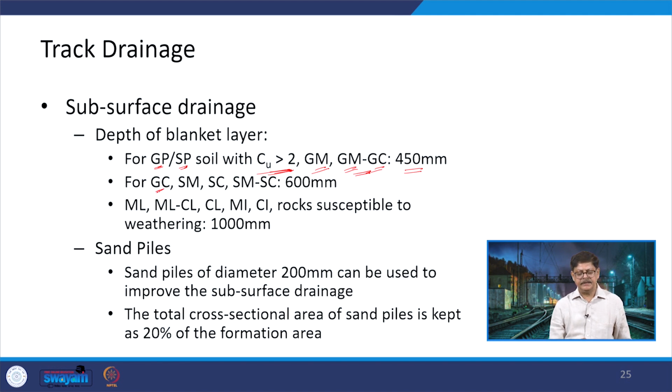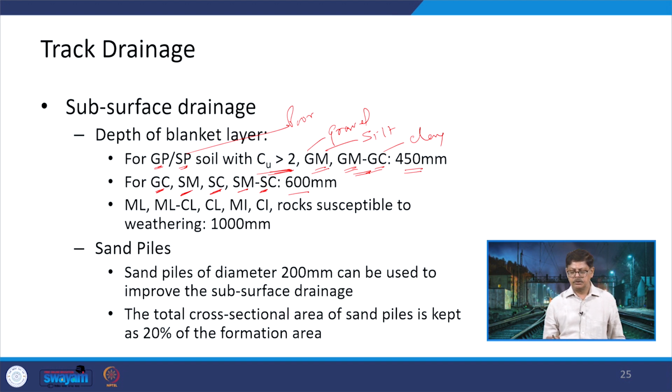Say if it is a clay gravel, or a silty sand, or a clayey sand, or a silty clay sand, then in that case it is 600 mm. So, G is for gravel, M is for silt, C is for clay, then P is for poor, so poorly graded. And S is for sand. So, on the basis of that, now you can make the combination.